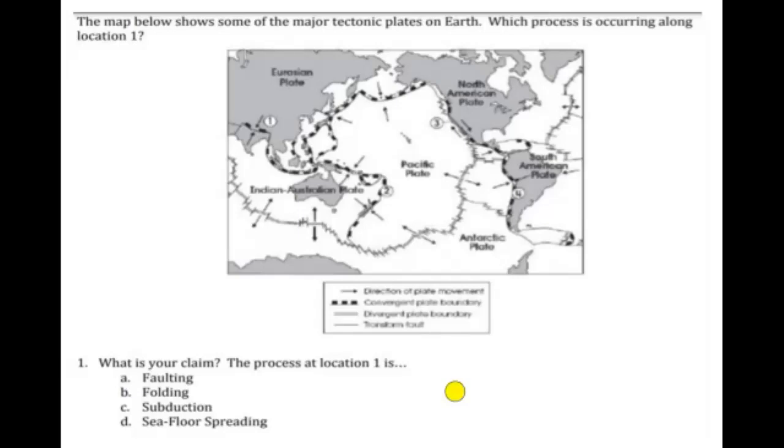And then here is a Throwback Thursday. What is your claim? What process is happening at spot 1? That would be folding mountains, where they are coming together and colliding.